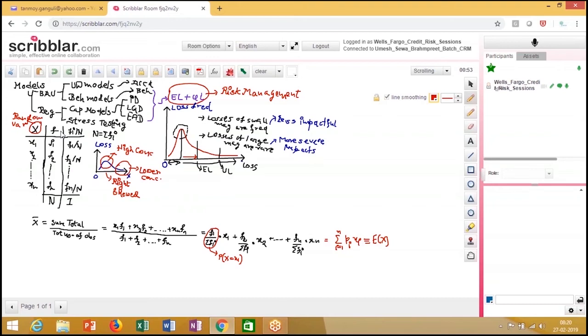So this expected loss, this loss that we are computing, the expectation or the expected value of this loss series, is nothing but your average loss, right? Now, any deviation or any variation from this average is your unexpected loss. So, your unexpected loss would be something similar to this. So, it is variance of X.